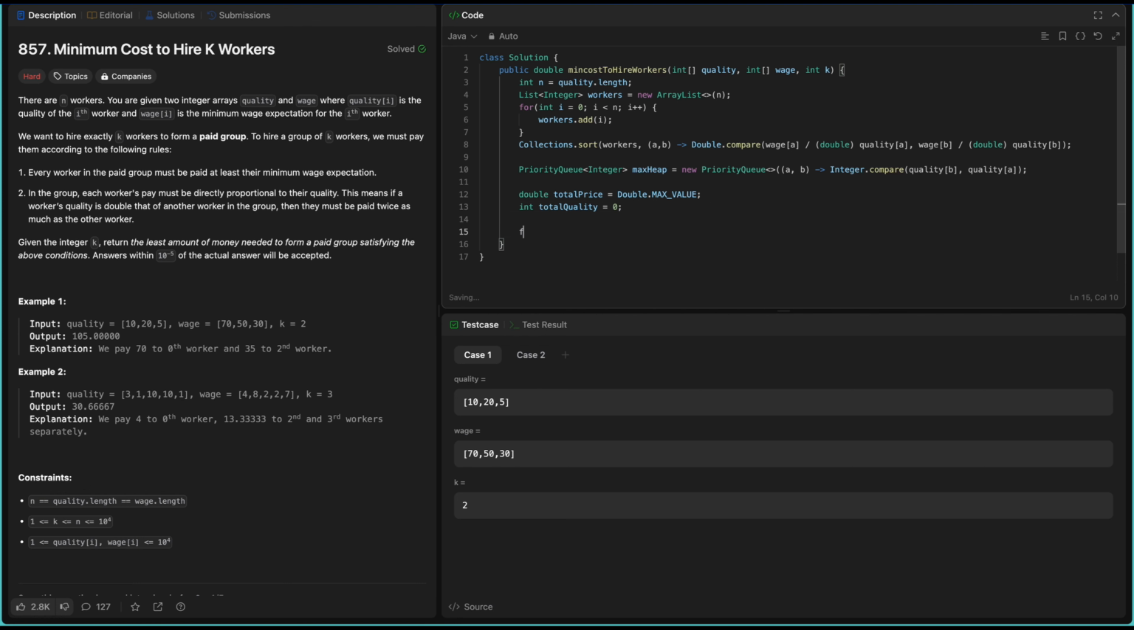And now that we have it, we can just start looping onto the workers. So we can say worker idx on workers. So we will get the indexes of the workers in the sorted order, in terms of the ratio that we talked about, that is unit price for the quality. And the first one we will get, so we will sum up the quantity here.